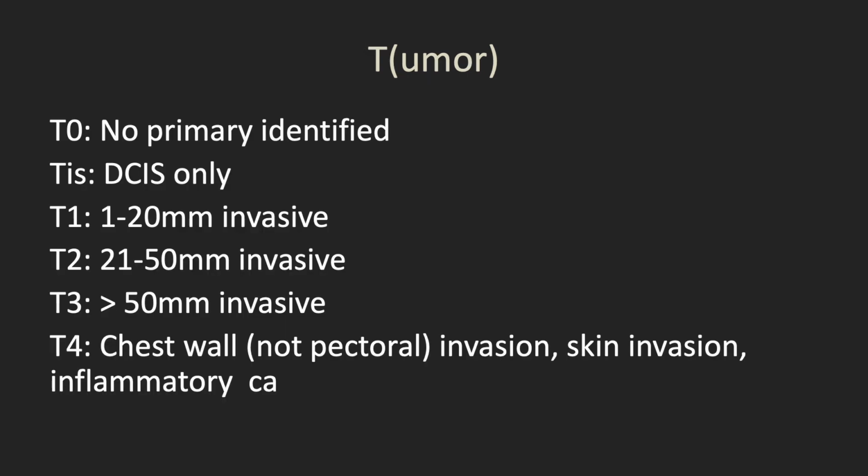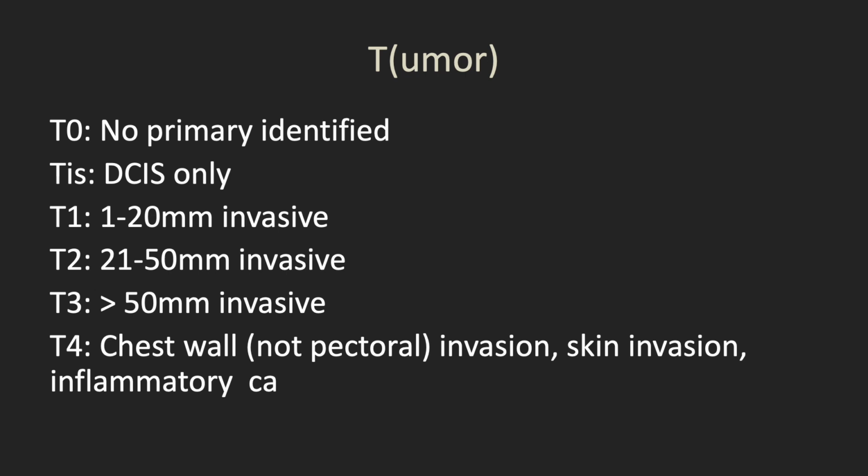So let's go through the TNM staging for breast one by one. So starting with tumor, the T. T0 is when you don't identify a primary. So this is usually a patient who presents with axillary metastasis and whom after a thorough workup they can't identify any primary. Tis is in situ disease, DCIS only.